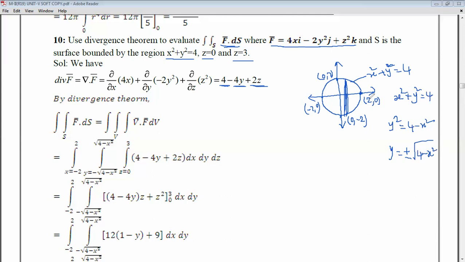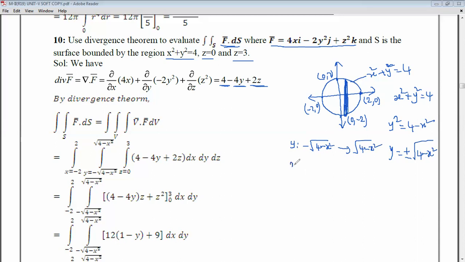But here they didn't mention anything, so we require the lower one and the upper one. So y should be in terms of x. Y is from where to where? From minus square root of 4 minus x square, the lower one, to plus square root of 4 minus x square. So y is from this to this one.